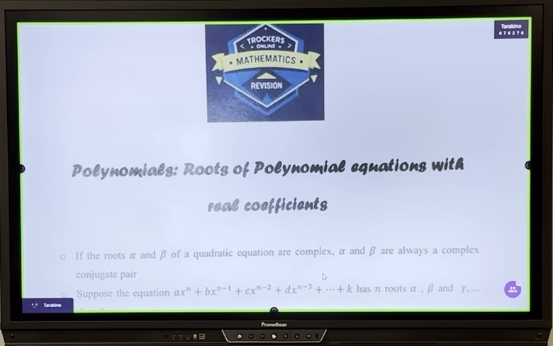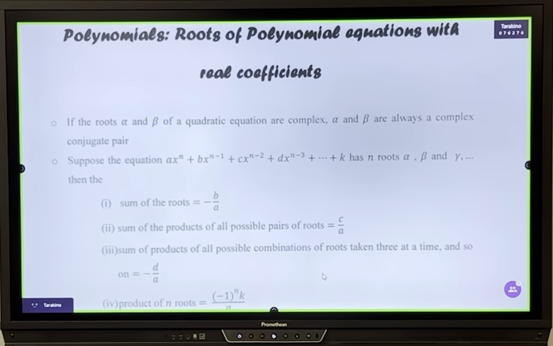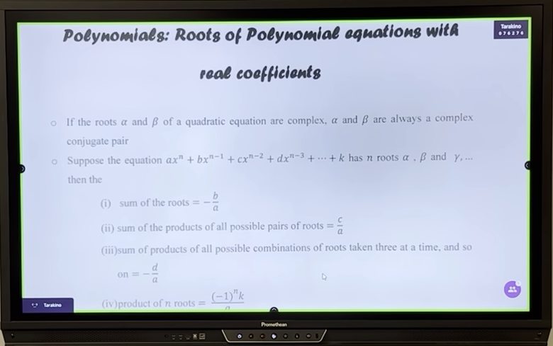All right, so now we want to discuss polynomials, how to find the roots of polynomial equations with real coefficients. These are the basics that you need to know. Suppose for a quadratic equation that has two roots, alpha and beta, remember these two are always conjugate pairs. Like we talked about conjugate pairs, complex solutions always appear as complex conjugate pairs, right?